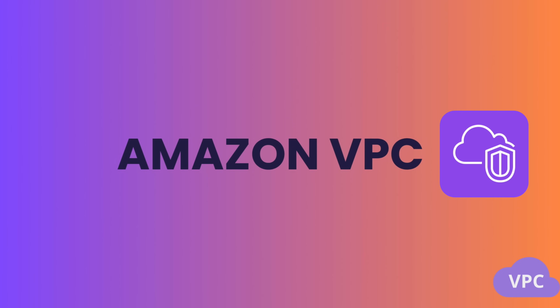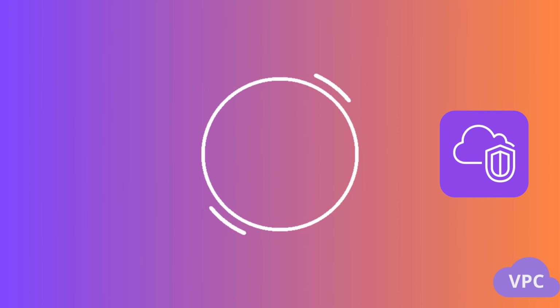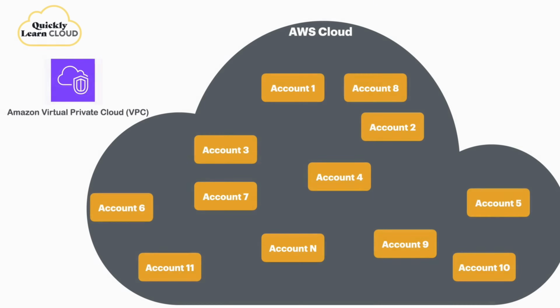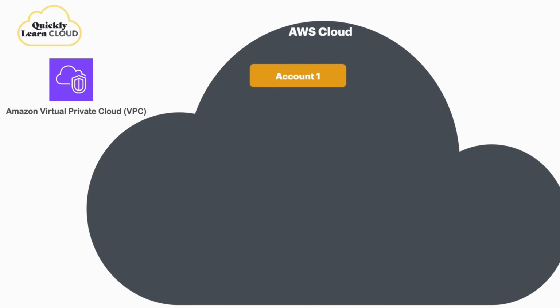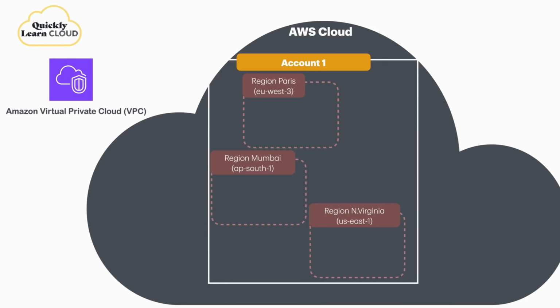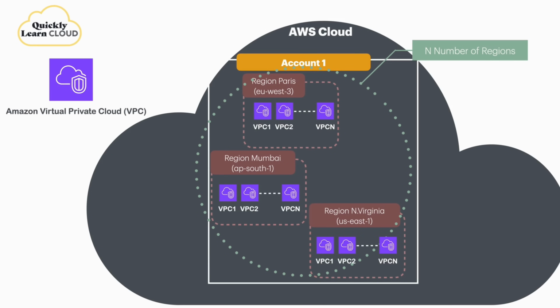So, let's start with the basics. What exactly is an AWS VPC? According to AWS, a VPC is a virtual network dedicated to your AWS account, isolated from other virtual networks in the AWS cloud. This means you can define your IP address range, create subnets, and configure route tables and gateways, all within a secure, isolated environment.